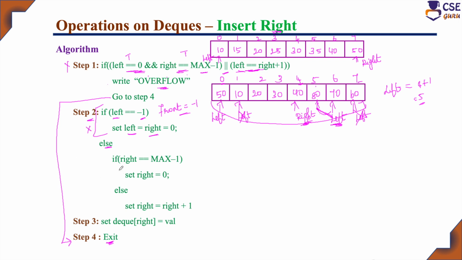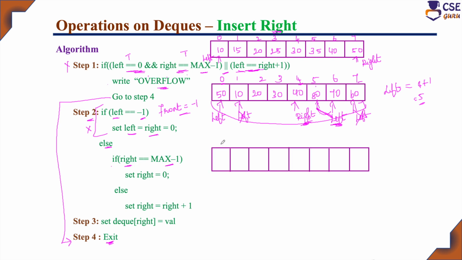Go to the else part, and here you have to check if right is equal to max minus 1. So what is the condition here? See, this is the Deque data structure, and the right pointer is reaching max minus 1, so some element is there, and the left pointer is pointing here. When the right pointer has reached the max minus 1 position, you need to reassign this right pointer to 0th memory location, because towards the left pointer side there is space to insert. You can perform a new insertion.